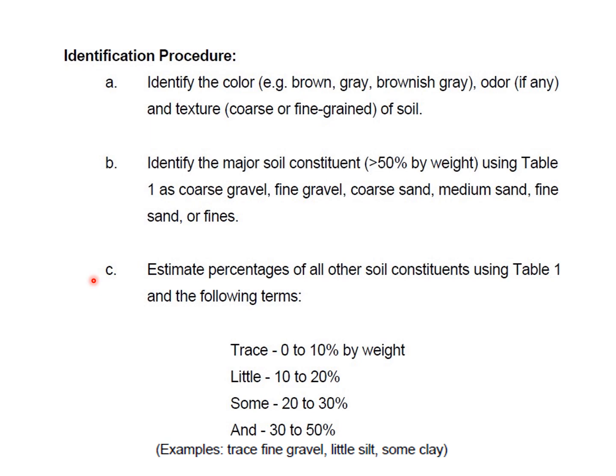Estimate percentages of all other soil constituents using table 1, and the following terms will be used. Trace when you have 0 to 10% by weight, little 10 to 20%, some 20 to 30%, and 30 to 50%. So here you would find some example. For example, trace fine gravel, little silt, some clay. So in this way, we'll be using these terms.